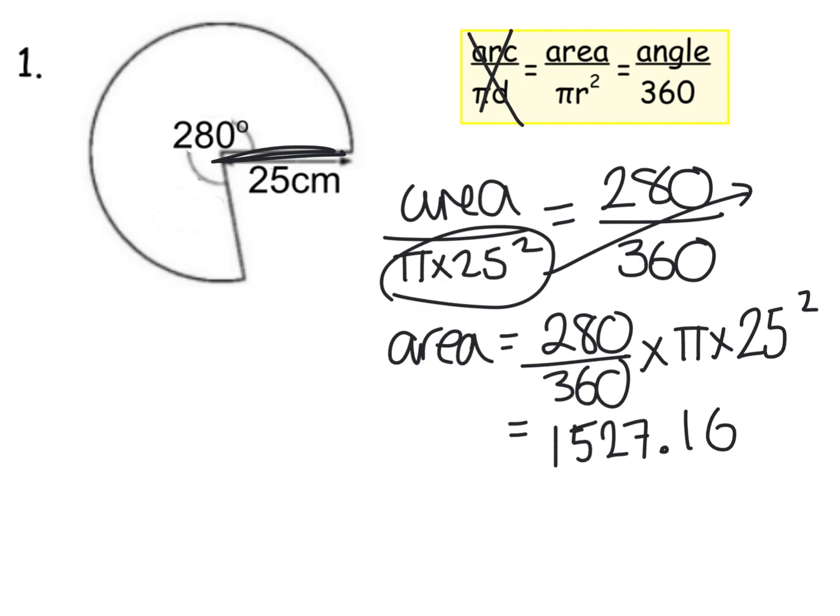And don't forget your units. There's always one question in your exam. This is an area question, so it's not centimetres anymore. It's centimetres squared. And I'm just doing it to 2 decimal places. But yeah, one question in your exam somewhere, you will get marked down if you don't put your units. So please always look for that, particularly if you're going through at the end of the exam with time to spare to check your work in.